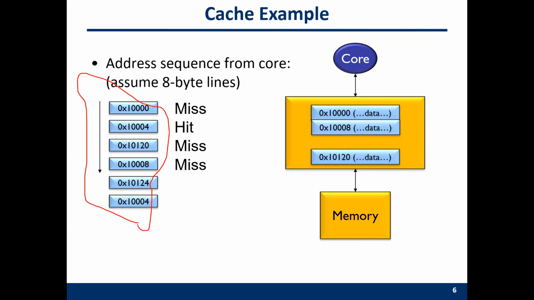We try to access the fifth line, then we have a hit. And the last line, we have a hit. So in this way, we have 3 misses, we have 3 hits. So the hit rate is 50%, and the miss rate is also 50%.